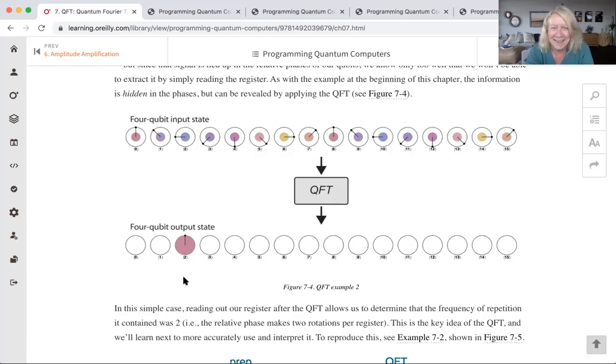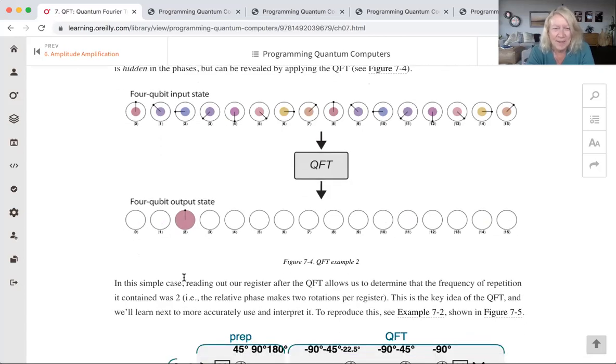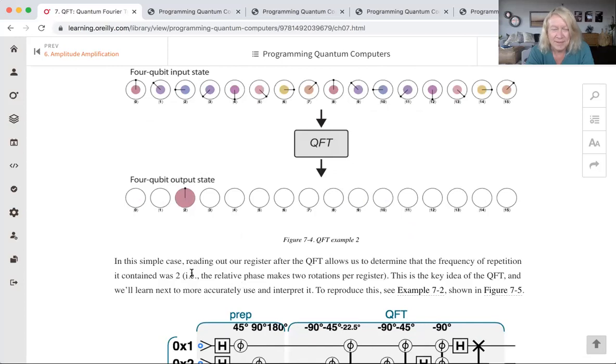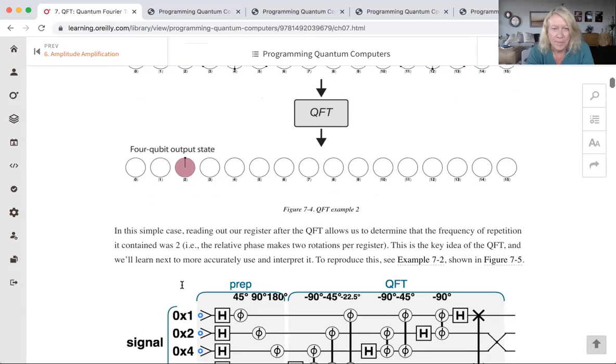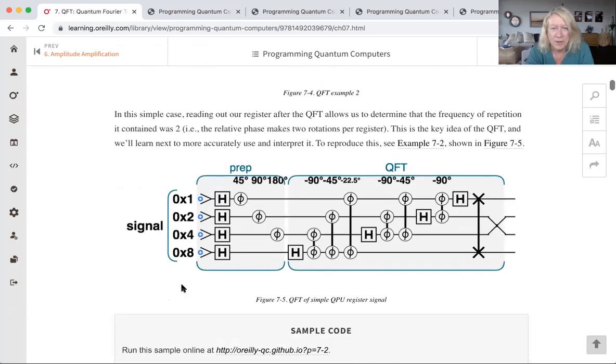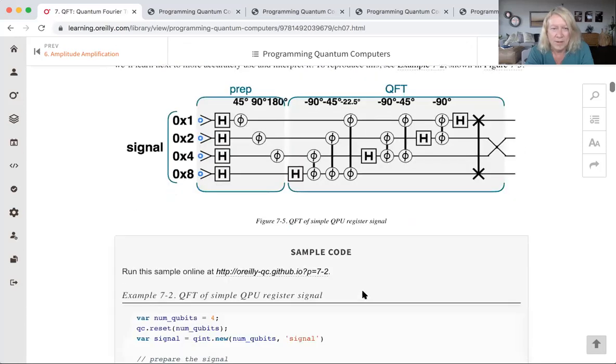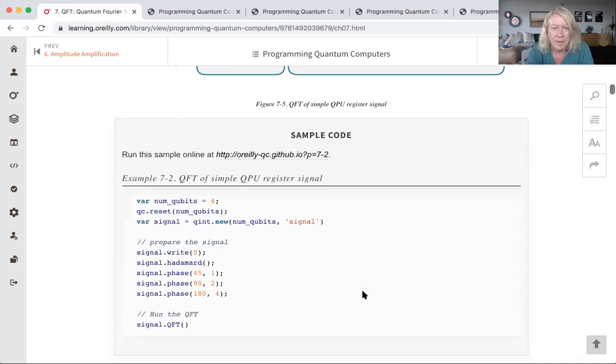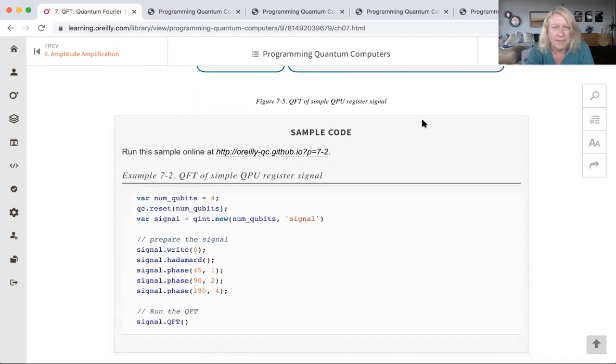So I think if I'm understanding correctly, that is what they're trying to communicate here. And they're saying that the frequency of repetition is twice. And then they show the QFT function, and then they have this example showing that.